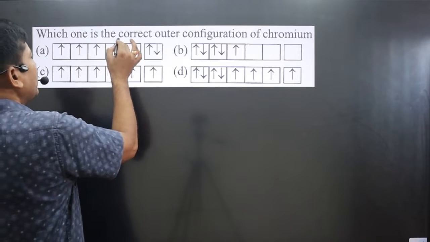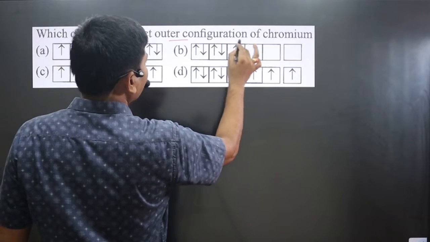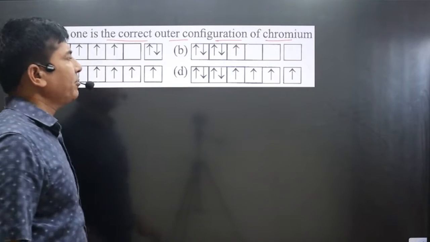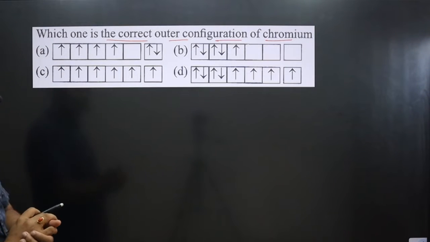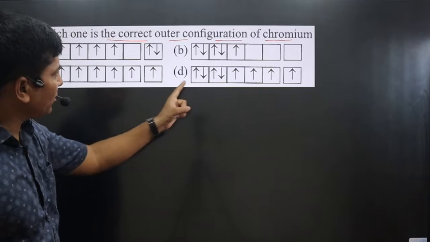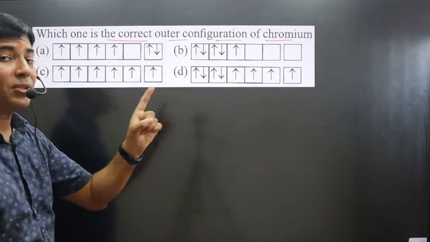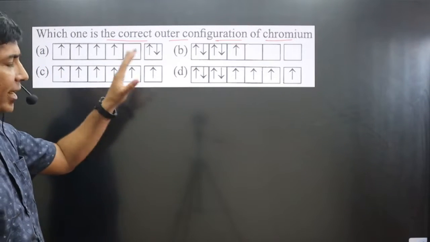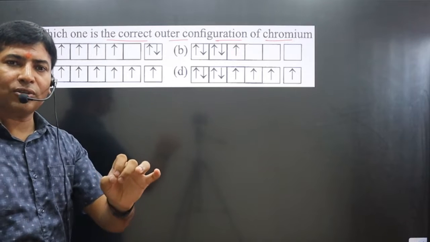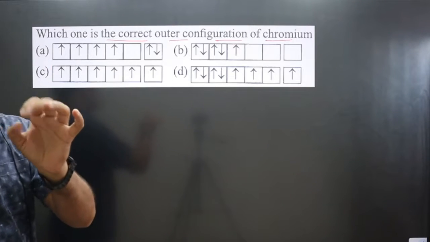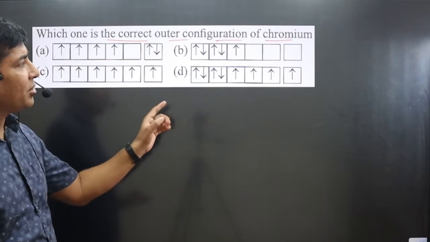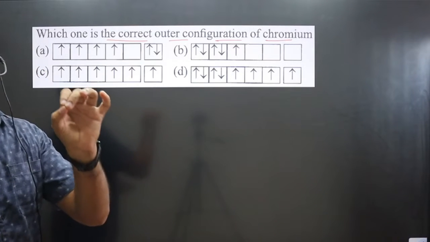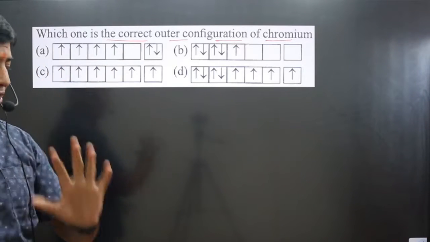The question says: which is the correct outer configuration of chromium? For the element chromium, we have to write the outermost electronic configuration. If you look here, you can see the outermost electronic configuration is given in terms of orbital notation, and in orbital notation, filling of electrons is always done according to Hund's rule. According to Hund's rule, filling of orbitals is done first with a single spin followed by double spin.